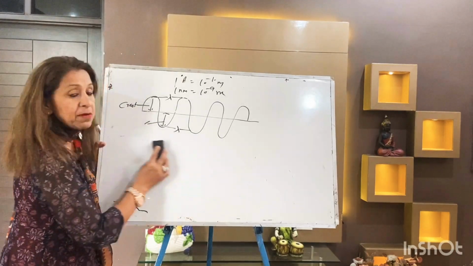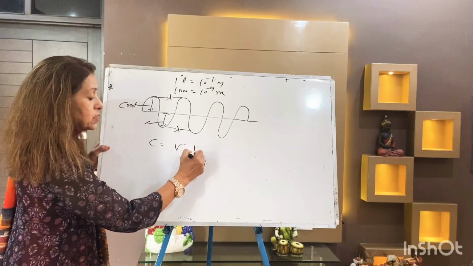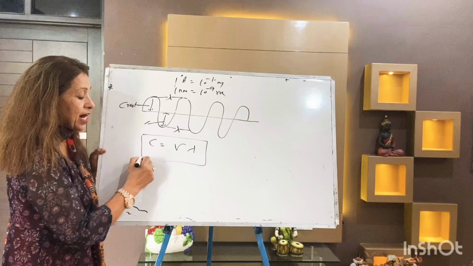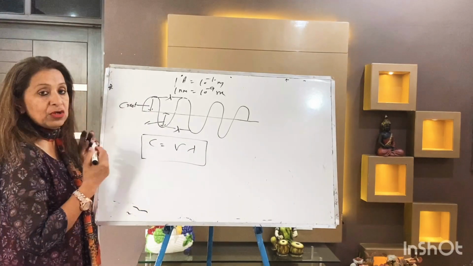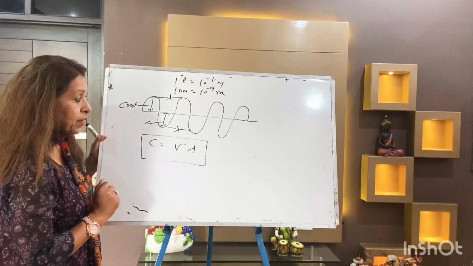Now what is the relation between these 3? C is equal to nu lambda. Write down, C is equal to nu lambda. So we will start the numericals soon. C is equal to nu lambda, where C is the velocity, nu is the frequency, and lambda is the wavelength.